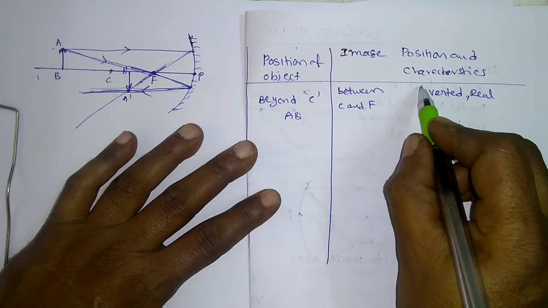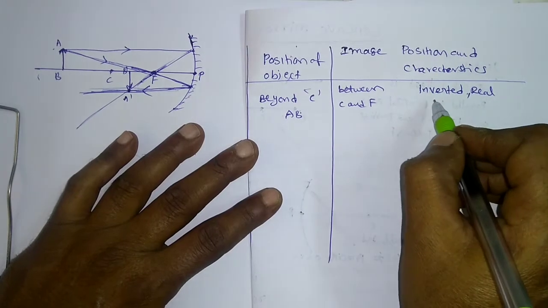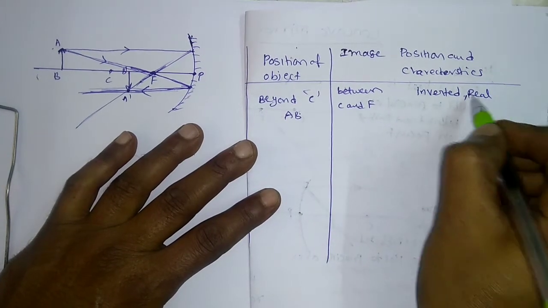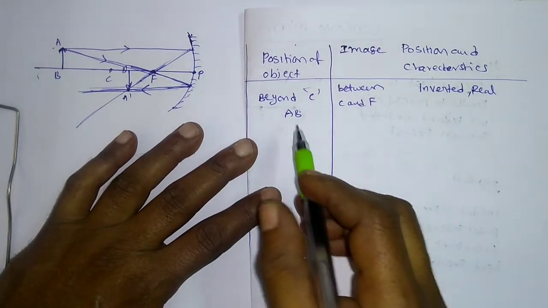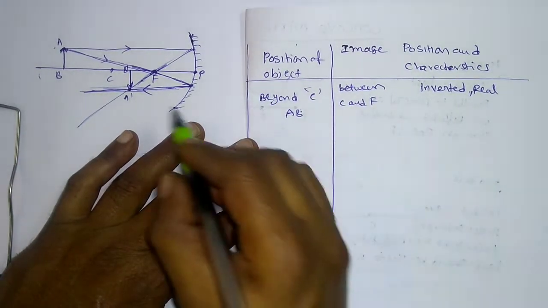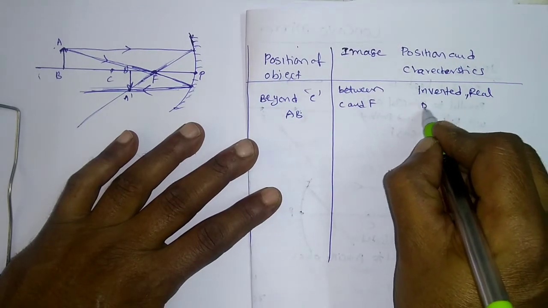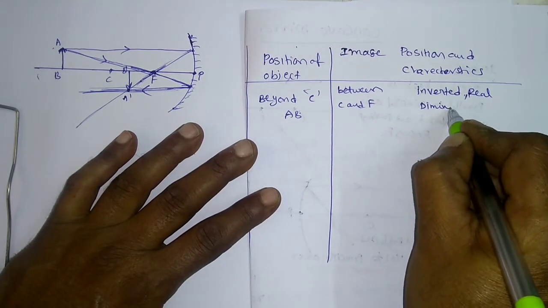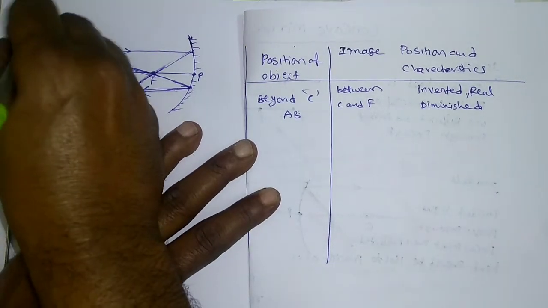So basically, inverted and real are combined. Whenever the image is inverted, it should be real. In this particular condition, the image is inverted and real. Here, the image will be small in size, that is, the size of the image is diminished. So this is the first case.